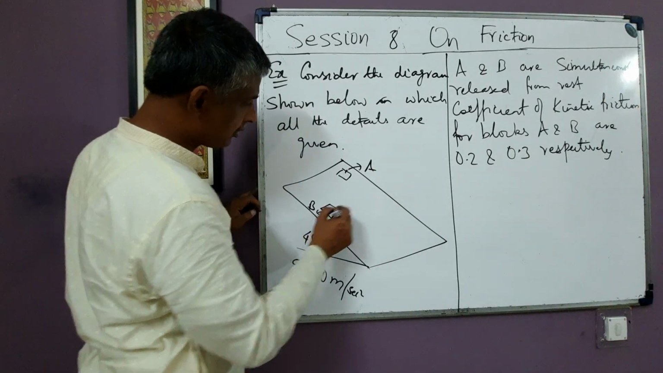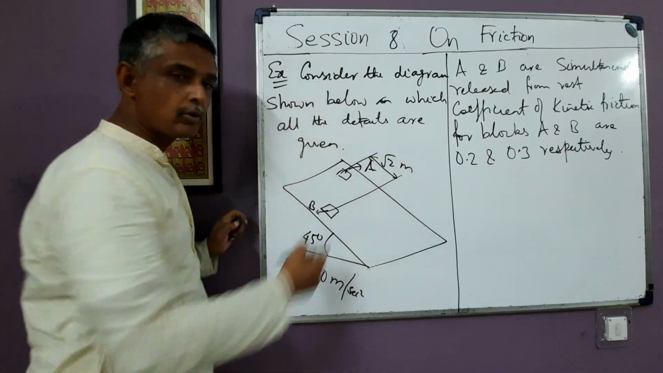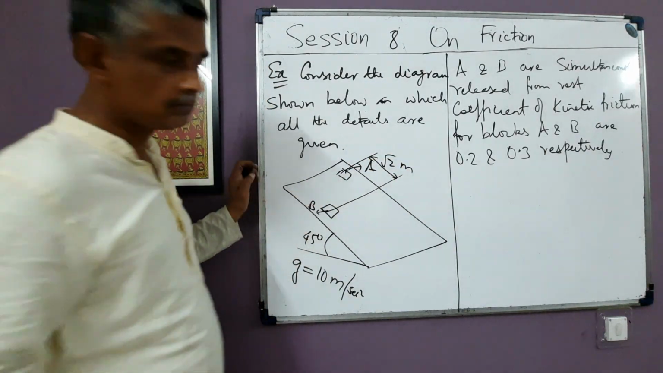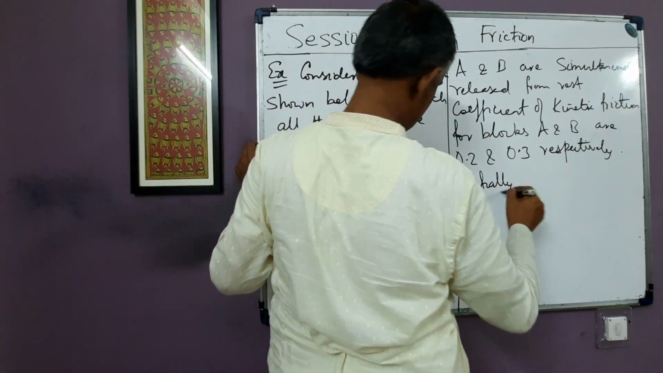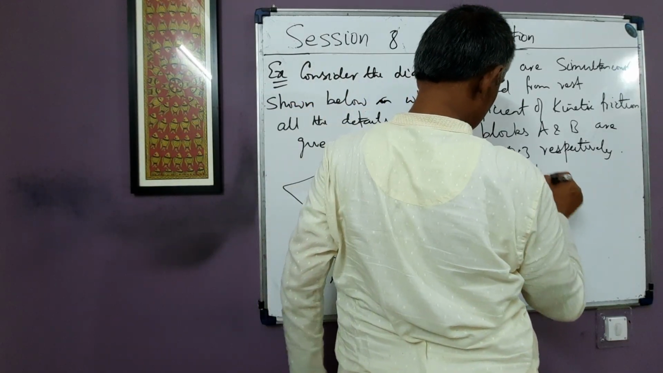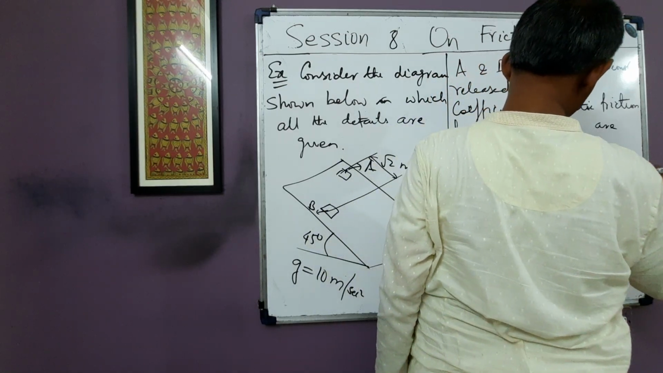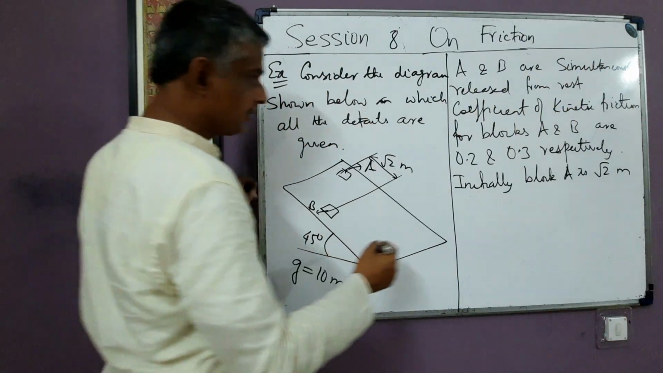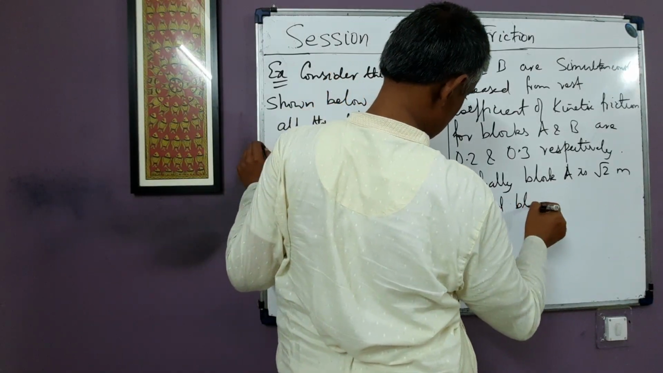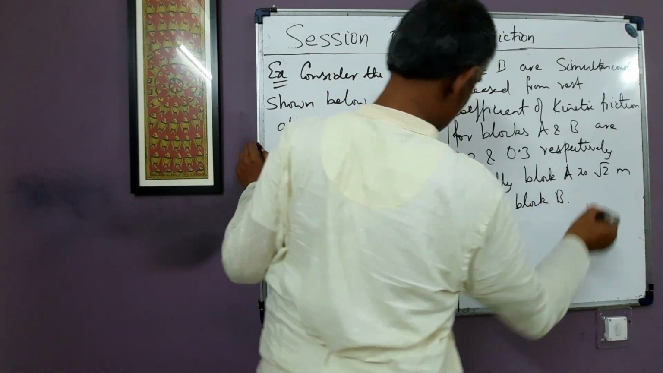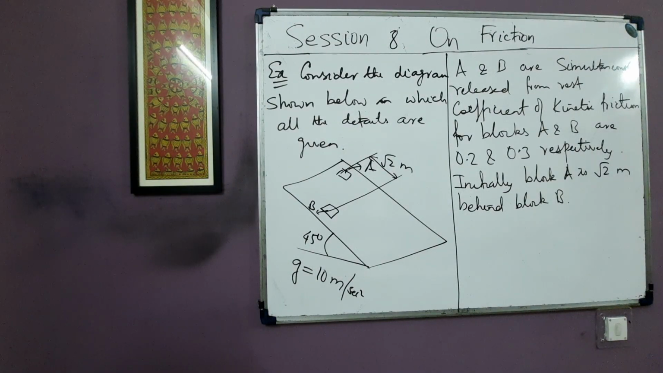And initially block A is root 2 meter behind block B. This is given. Block A is root 2 meter behind block B.